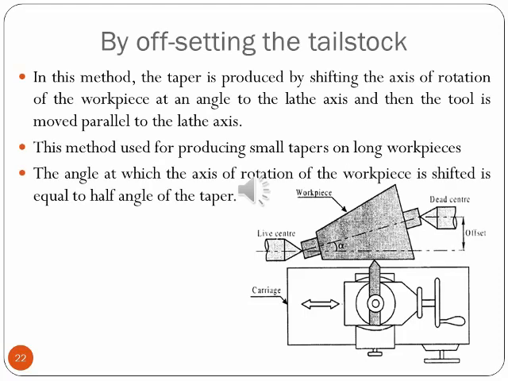So the next step is offsetting the tailstock. In this method, taper is produced by shifting the axis of rotation of the workpiece at an angle to the lathe axis, and then the tool is moved parallel to the lathe axis. This method is used for producing small tapers on long workpieces, and the angle at which the axis of rotation of the workpiece is shifted is also equal to half the angle of the taper.